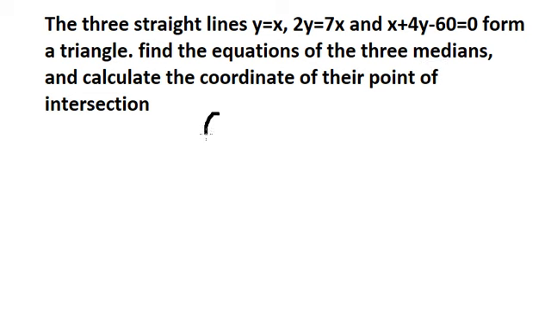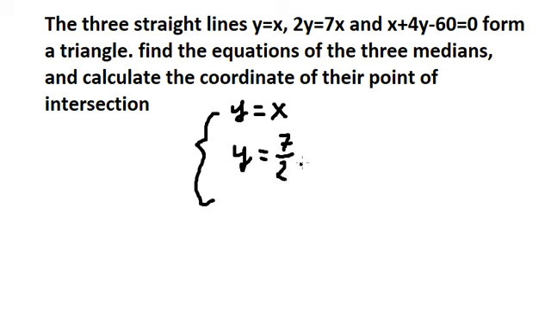The first thing, we have three equations. The first is y equals x. For the second, we divide both sides by 2, so y equals 7 over 2 x. For the third, I will put negative 60 on the right, and we divide both sides by 4, and we have y equals negative 1 over 4 x plus 15.